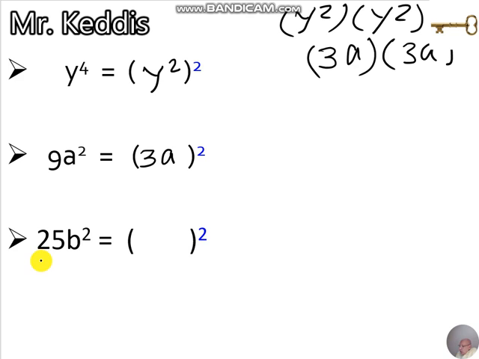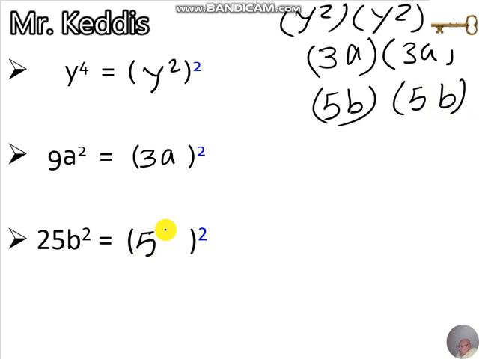Last one. What is the term when you multiply by itself to get 25b squared? It is 5b times 5b, or (5b) squared.